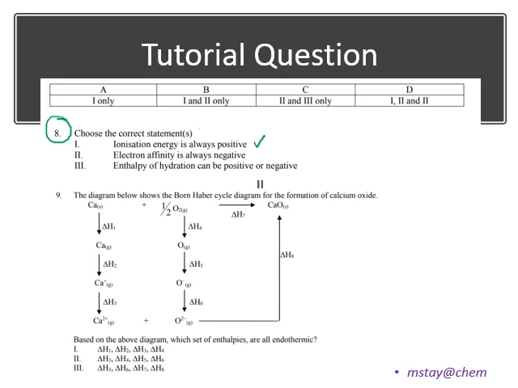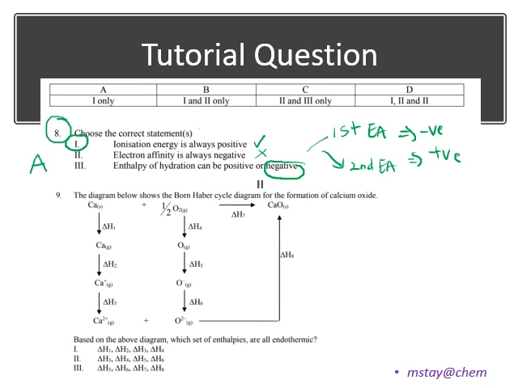Electron affinity is always negative. This statement is not true, as we already know the first electron affinity is always a negative value, while the second electron affinity is always a positive value. So statement number 2 is wrong. Enthalpy of hydration can be positive or negative, but basically we know that enthalpy of hydration should always be negative. So for question number 8, the answer will be 1 only, which is A.